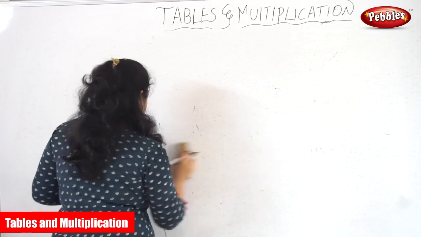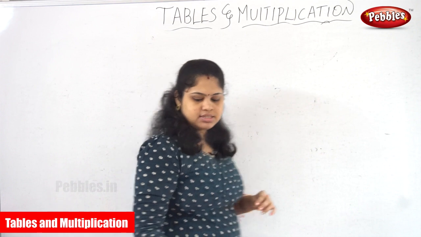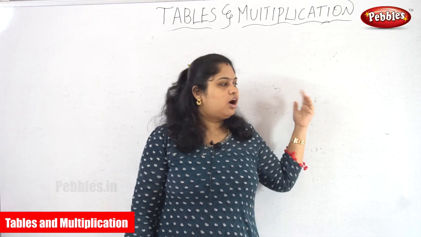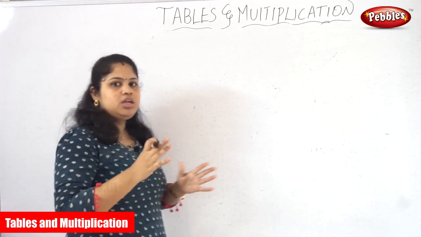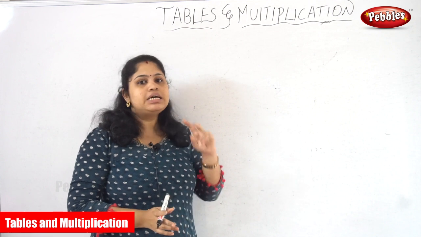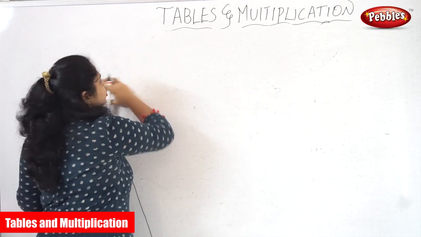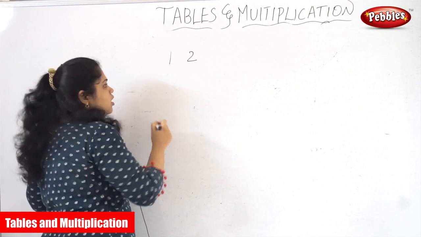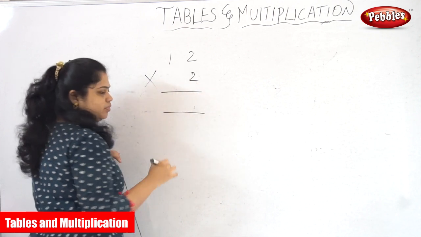So let's now jump into the proper multiplication sums. In my last class, I told you we completed single digit multiplication. Next we are going to perform 2-digit multiplication. On top, I am going to write a 2-digit number, and below it, a single digit number.